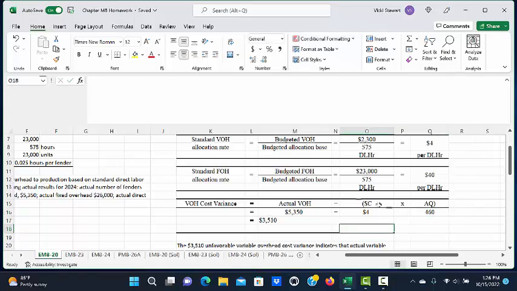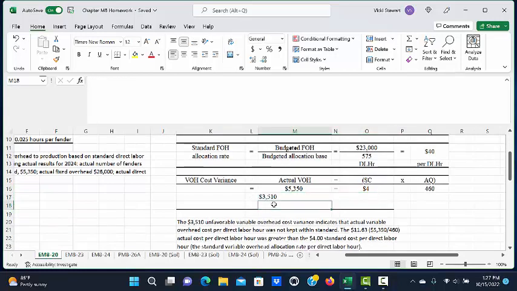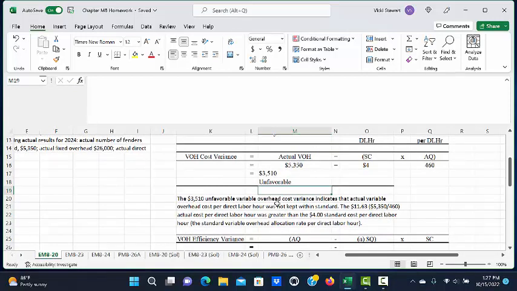So we calculated the cost variance, or the difference between the actual variable overhead minus the standard cost times the actual direct labor hours, to be $3,510, and that would be unfavorable. So let's see why. The $3,510 is the difference between the variable allocation overhead rate of $4 times the actual quantity, and comparing that to what we actually spent for overhead.